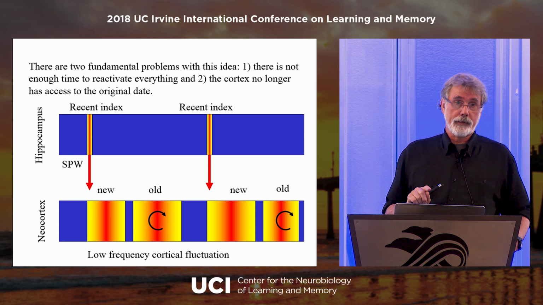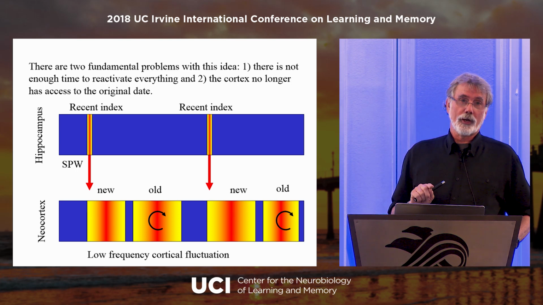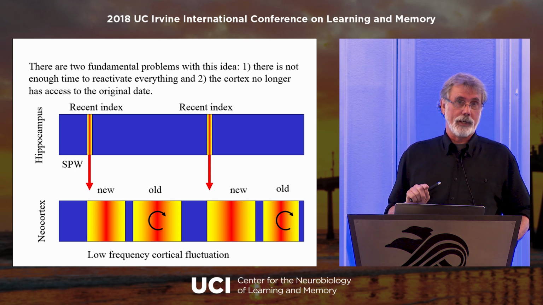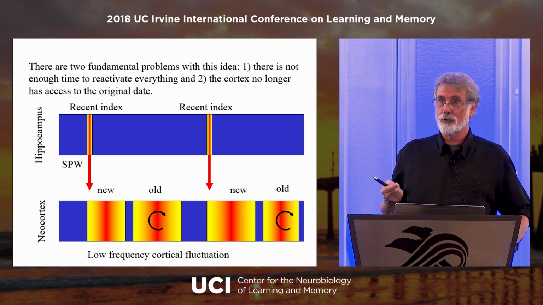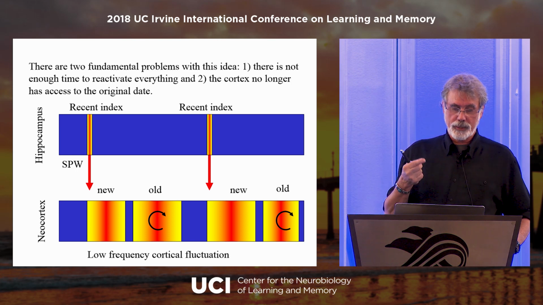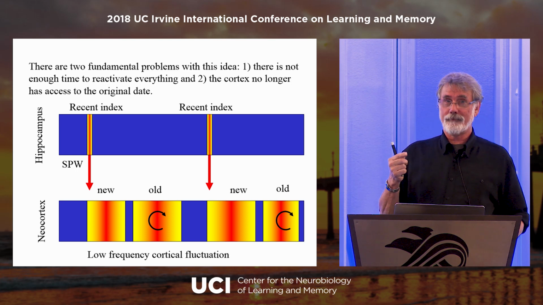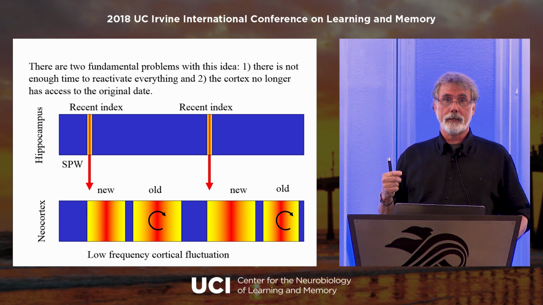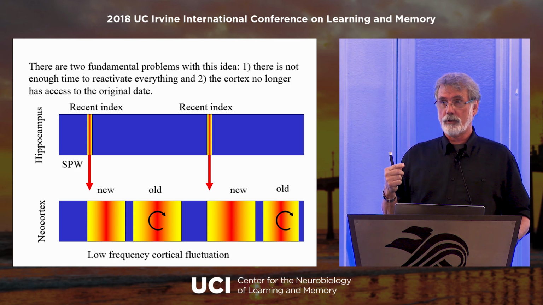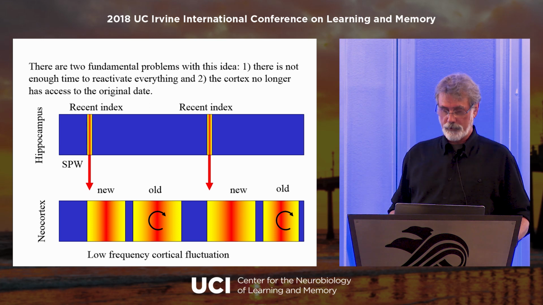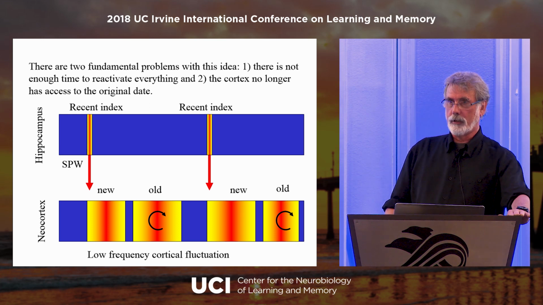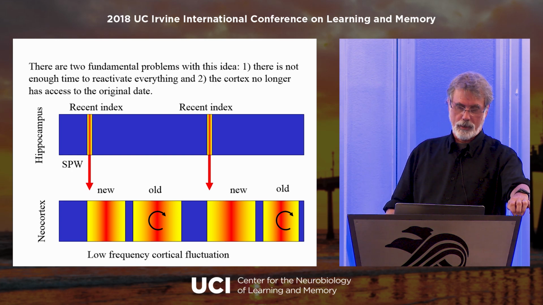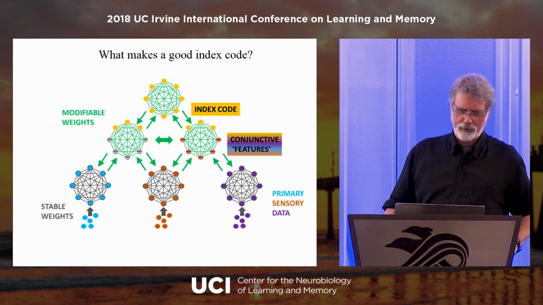There's not enough time to reactivate everything. And the cortex no longer has access to the original data anyway. It only has the semanticized versions of it. So these are two fundamental computational problems that haven't been properly addressed yet in the connectionist field or in the artificial neural network field. And this is an area that Jay and I have recently started to look into, and I hope we'll have something to say about that soon.